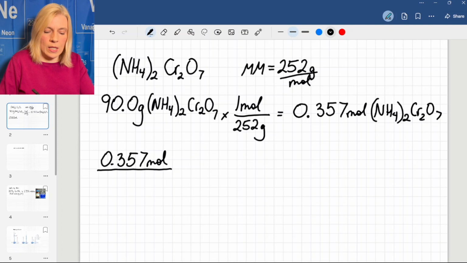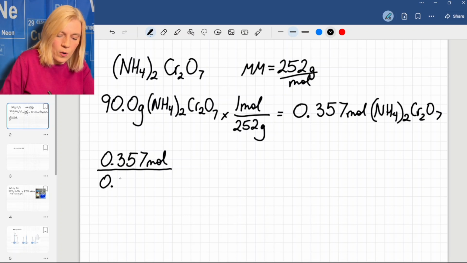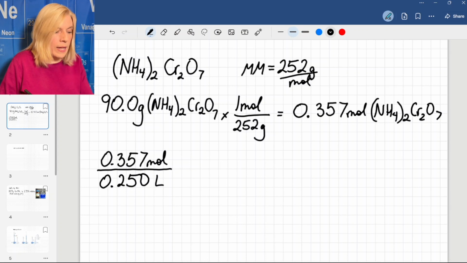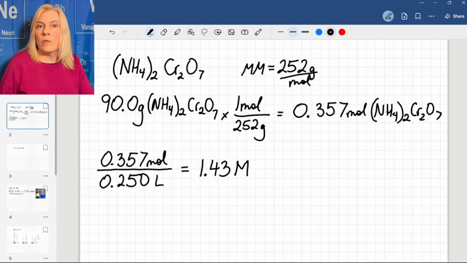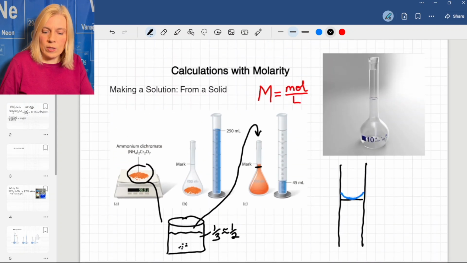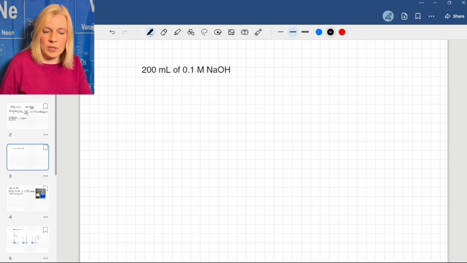250 milliliters is 0.250 liters. I plugged it into a calculator, and I have a 1.43 molar solution. So there you go. We calculated the molarity of a solution that was made in this picture. Let's go forward. Let's go a little bit harder.